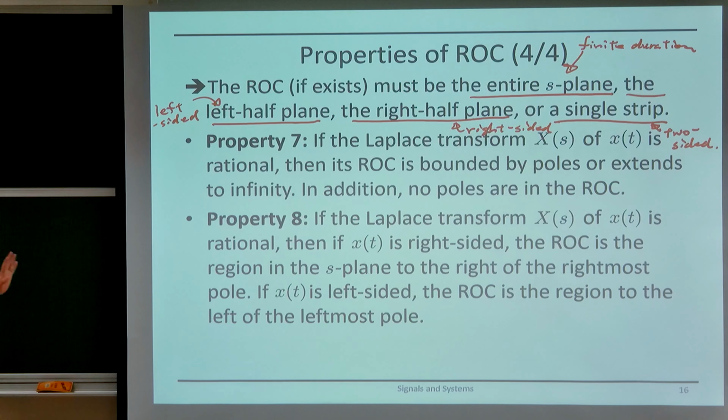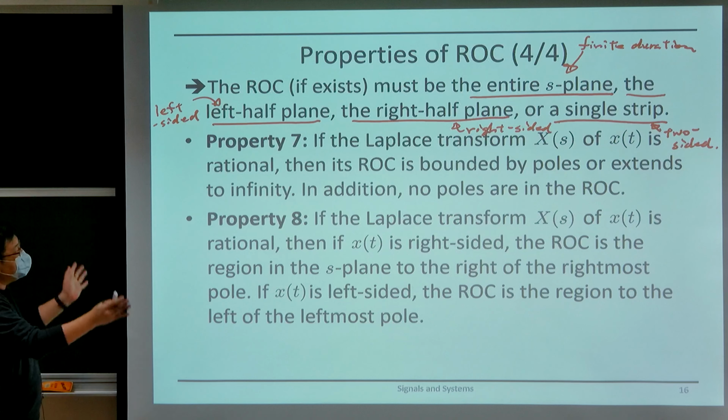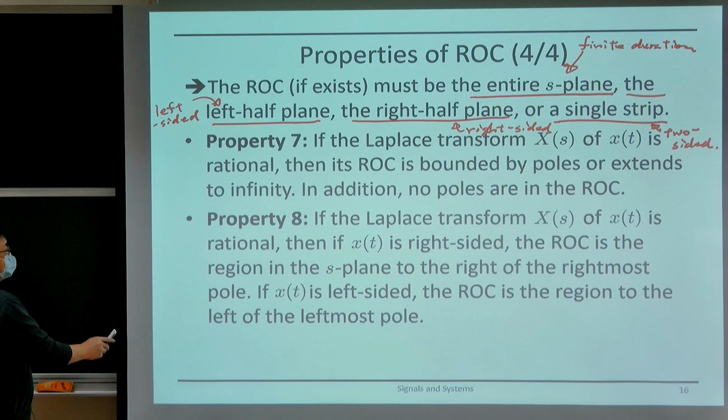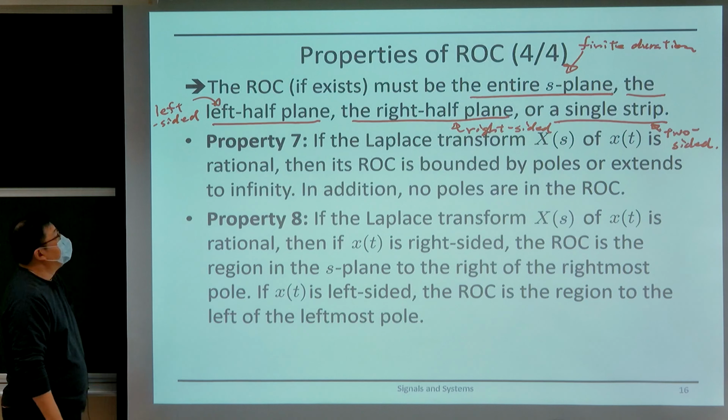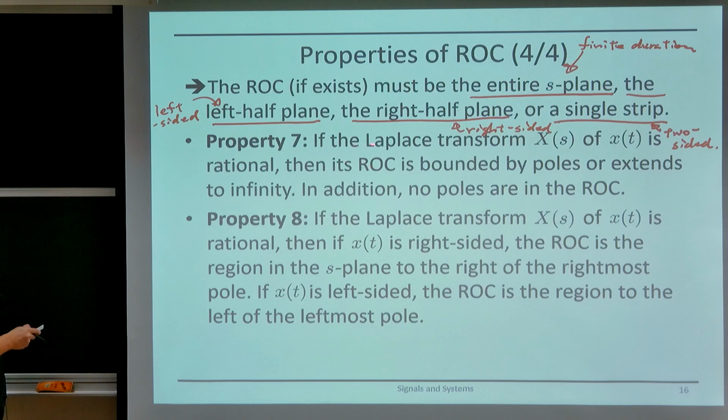So it can only be one of these four possible cases: either the entire plane, the left half plane, the right half plane, or just a single strip. Now, furthermore, you can show that if the Laplace transform is rational, then its ROC is bounded by poles or extends to infinity, okay?